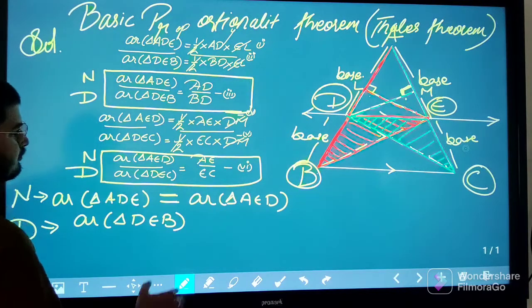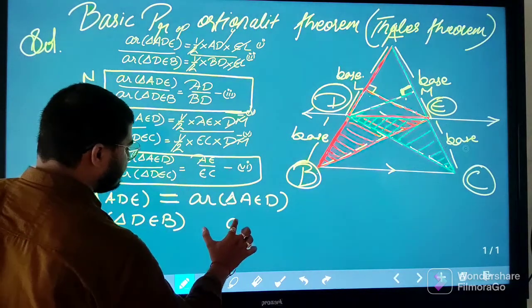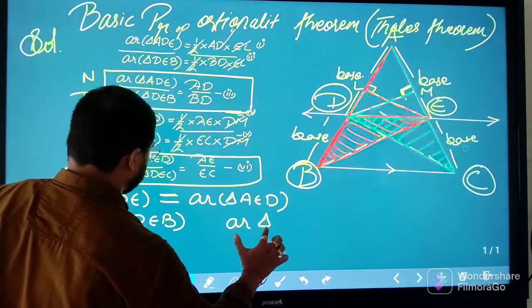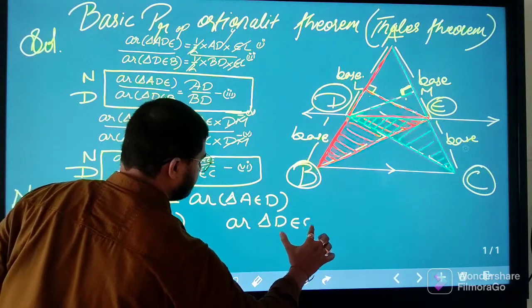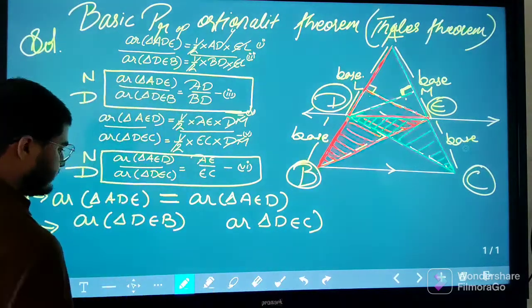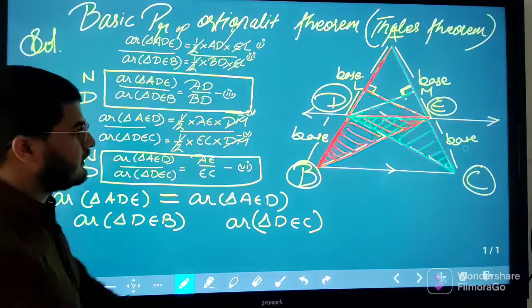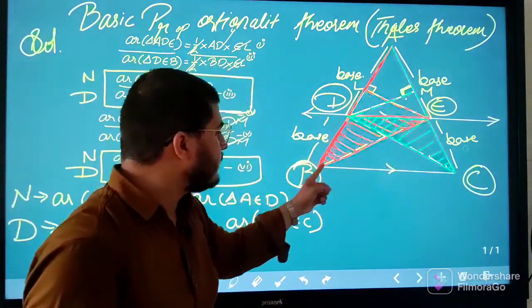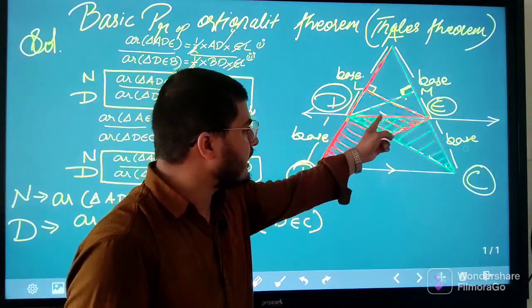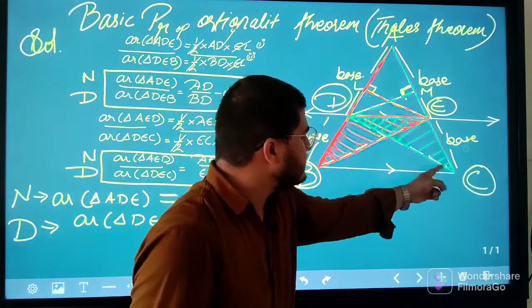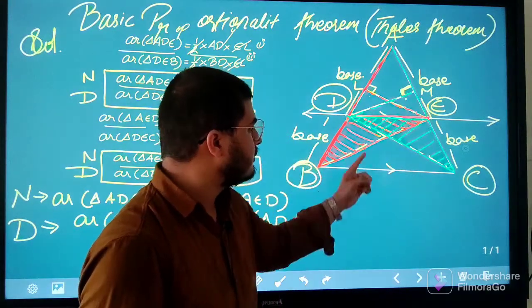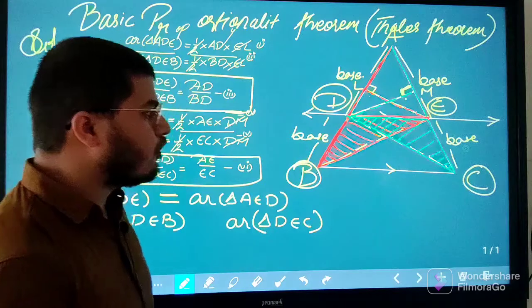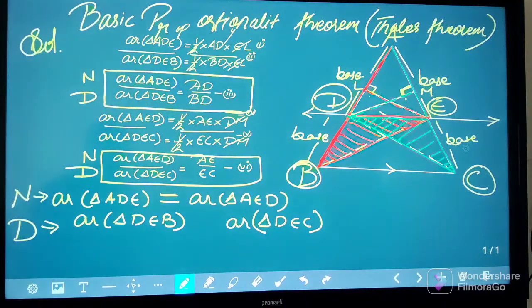And in the sixth point we are talking about the area of triangle DEC. Now observe these two triangles carefully: DEB, the red shaded triangle, and DEC, the green shaded triangle. What can we say about their areas?